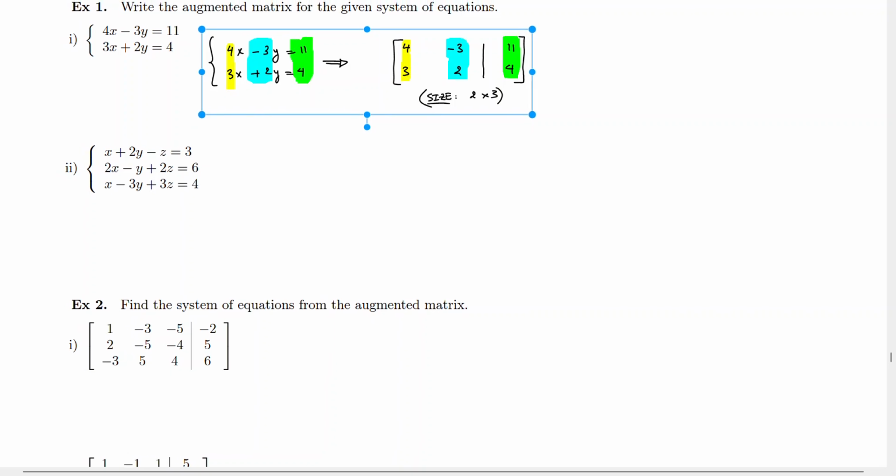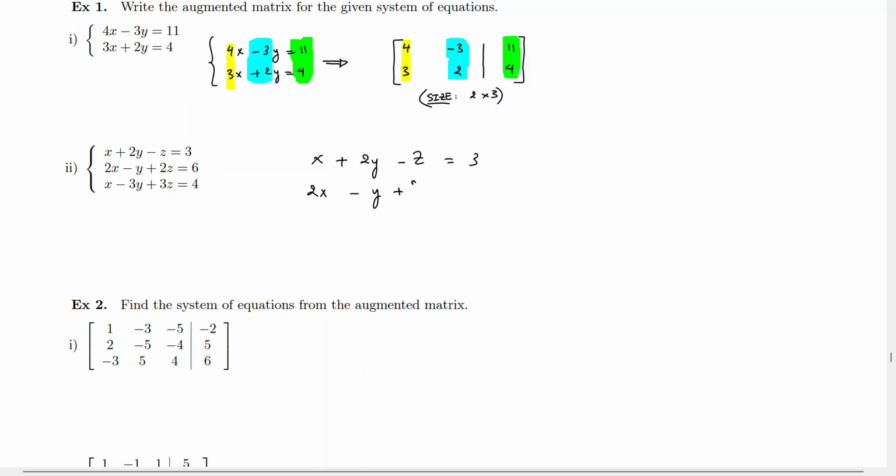So on the second problem, we have the system x plus 2y minus z equals 3. Then we have 2x minus y plus 2z equal to 6. And finally, we have x minus 3y plus 3z equal to 4. This is the given system. First, make sure that all the x's are lined up, then all the y's are on top of each other, all the z's are lined up, and then finally all the numbers after your equal sign. Once you have made sure that everybody is correctly lined up, you're going to turn this into an augmented matrix.